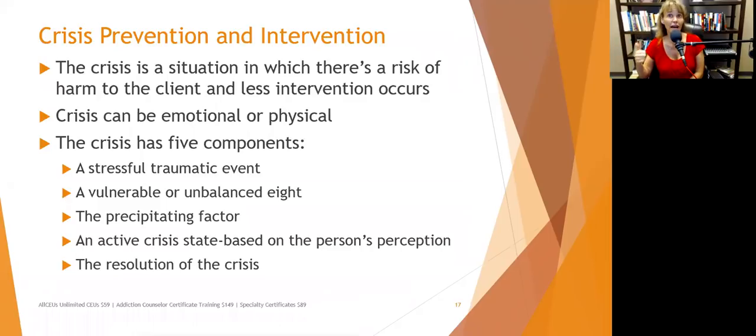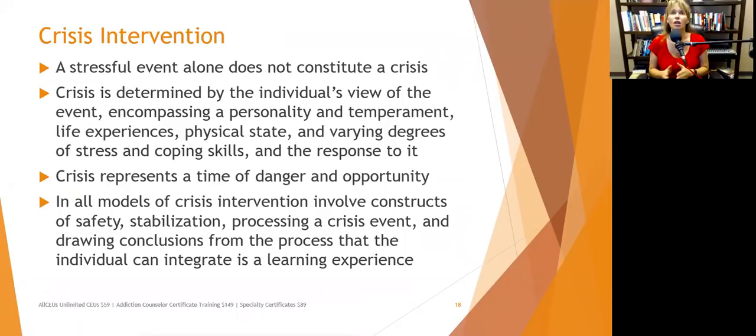A stressful traumatic event, a vulnerable or unbalanced situation, a precipitating factor, what caused this, the active crisis state based on the person's perception. Now, some people may perceive this one situation as not a big deal, whereas for other people it may feel like the end of the world. So we need to look at what's causing that crisis state and what's the person's perception of it, and a resolution of the crisis. Remember that a stressful event alone does not constitute a crisis.